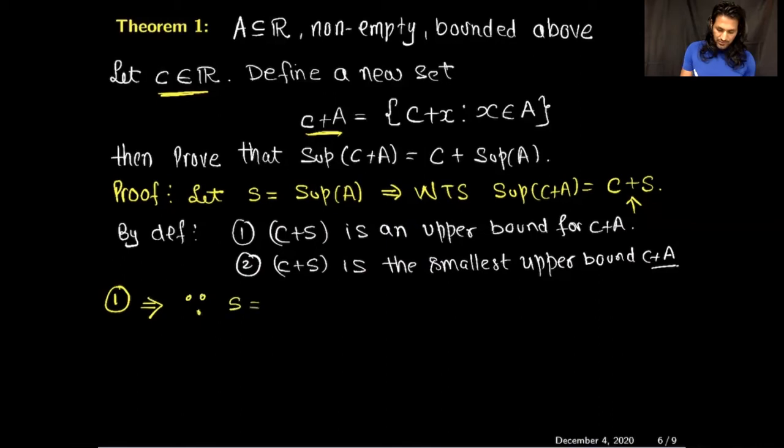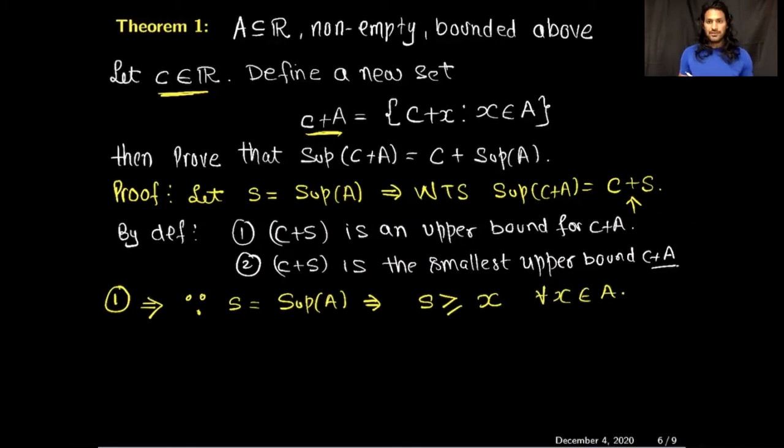Since S is equal to the sup of A, that is given. This implies that S is always larger than or equal to all members of that set, because this is the definition of the least upper bound: it is greater than or equal to each and every member of this set. If I add C on both sides, I will get C plus X for all X belonging to A. The symbol, the upside down A, means for all.